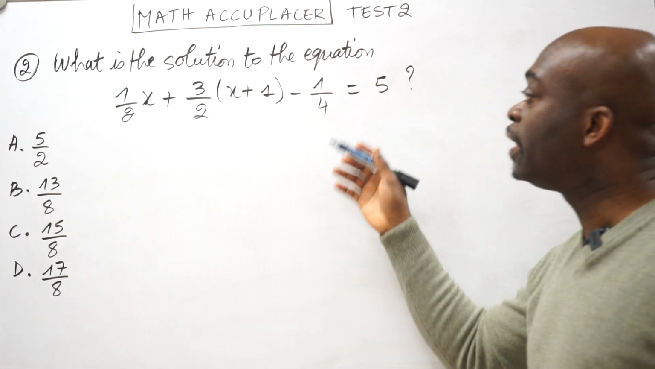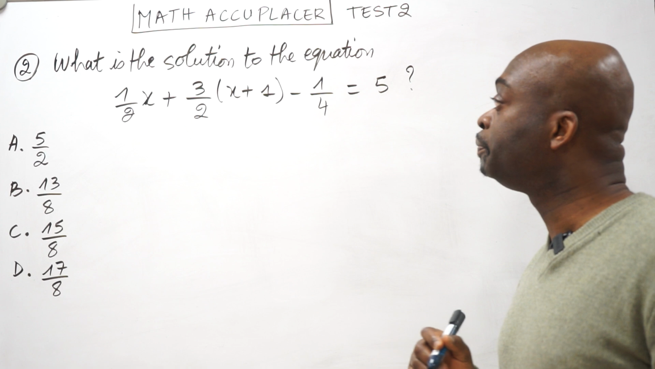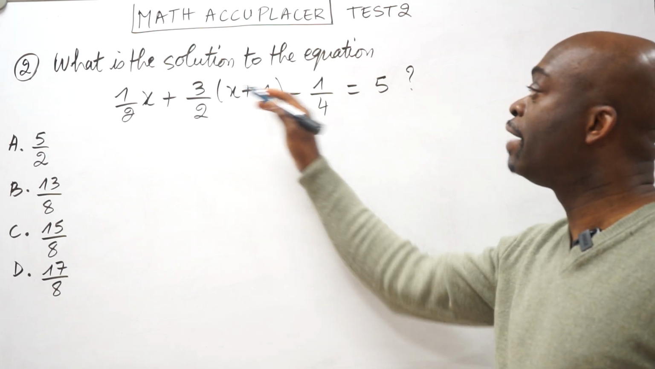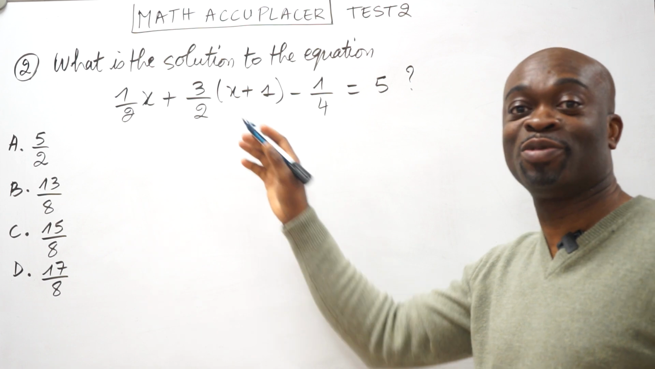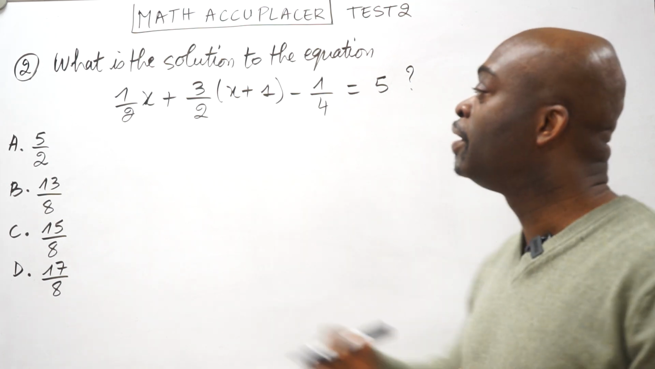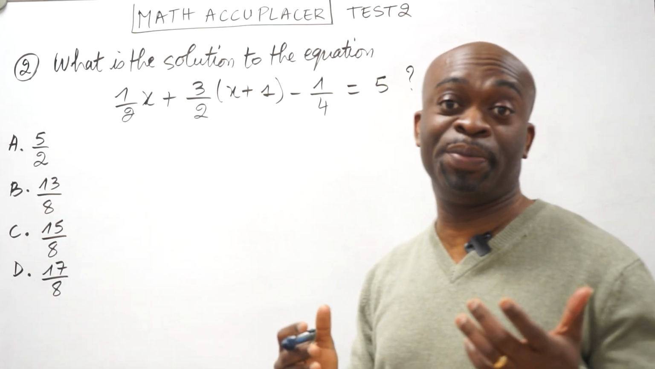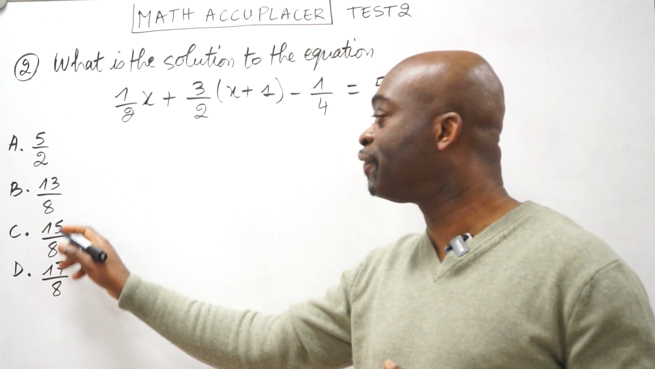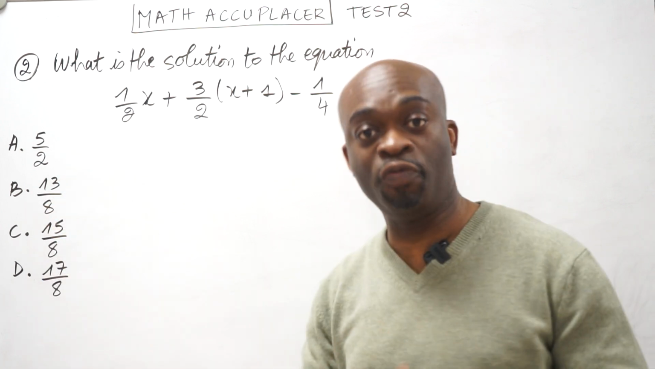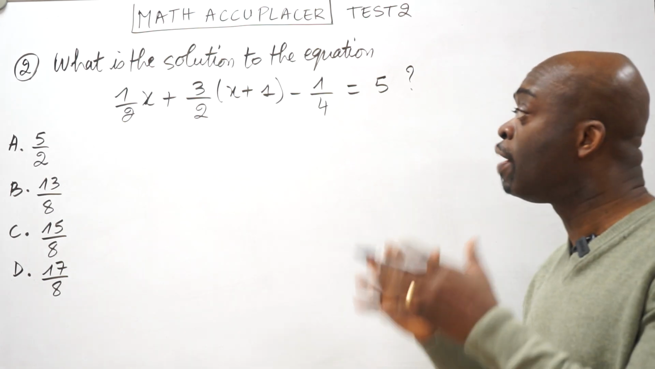So this is a linear equation here. And we have a bunch of things here. That means we have fractions, we have parentheses, we're dealing with so much here, right? But we have answers here that we're going to pick from. A, 5 over 2, B, 13 over 8, C, 15 over 8, and D, 17 over 8. So how do we go about a question like this?